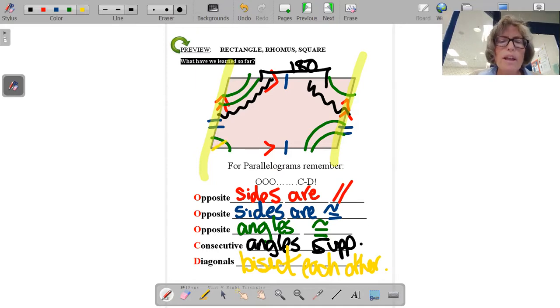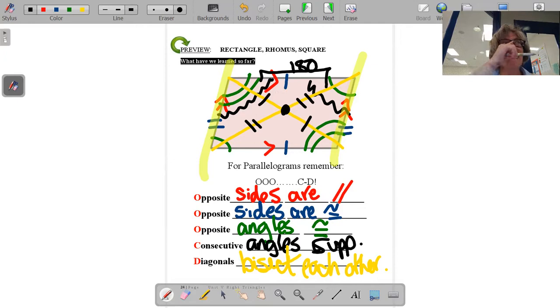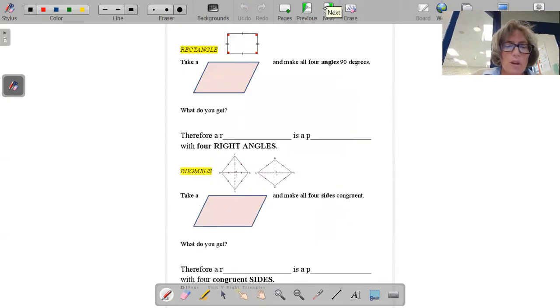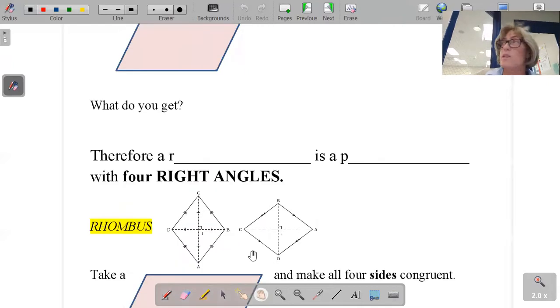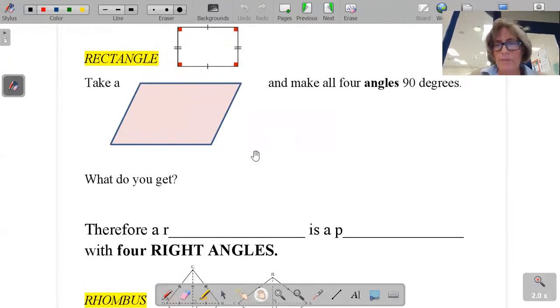Last one is if you draw in the diagonals, they do not bisect the corners, but they bisect each other. The diagonals bisect each other. In other words, it's the midpoint going both ways. That's the definition of OCD. The reason why is because rectangles, rhombi, and squares all qualify as a parallelogram. They're just a special type of parallelogram.